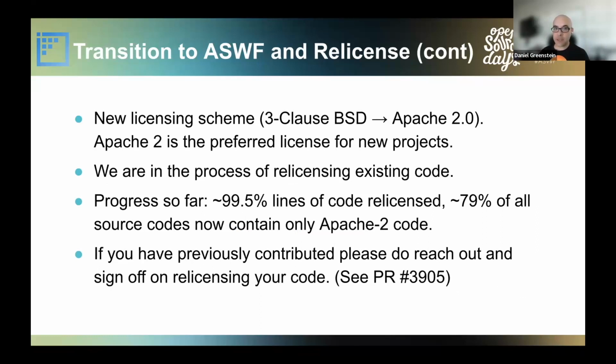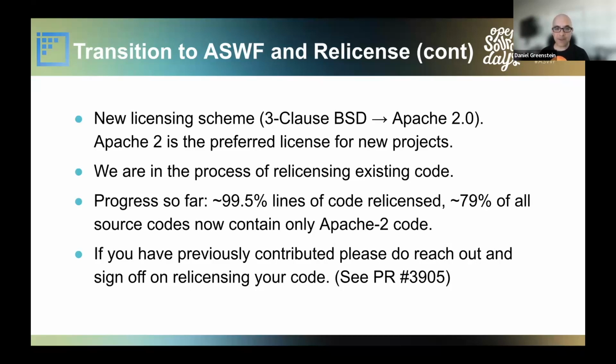As part of this transition, we're also changing the licensing scheme. So we're moving to Apache 2, which is the preferred license for a new project. So we're in the middle, hopefully closer to the end, of a big relicensing effort of all the existing code. As far as lines of code, we've reached out to many contributors, and we're almost at 100%, 99.5% relicensed on lines of code. But there are a lot of small files that have just tiny bits in them that are still not relicensed. So as far as file count, we're around 79, 80%. But the majority of the code has been relicensed.